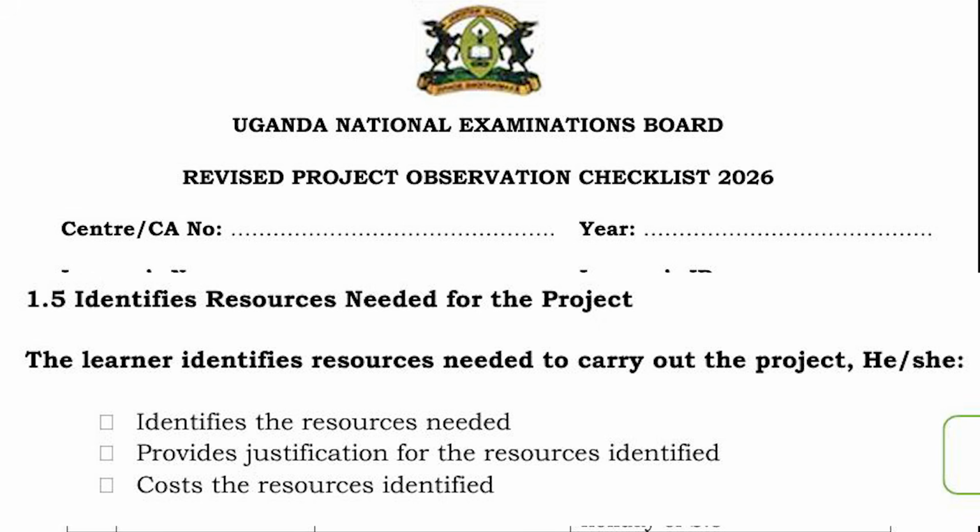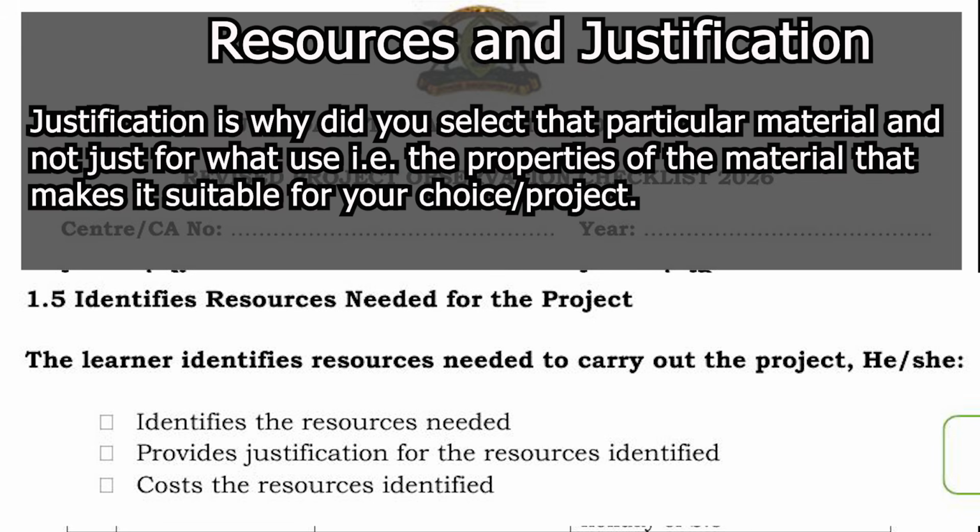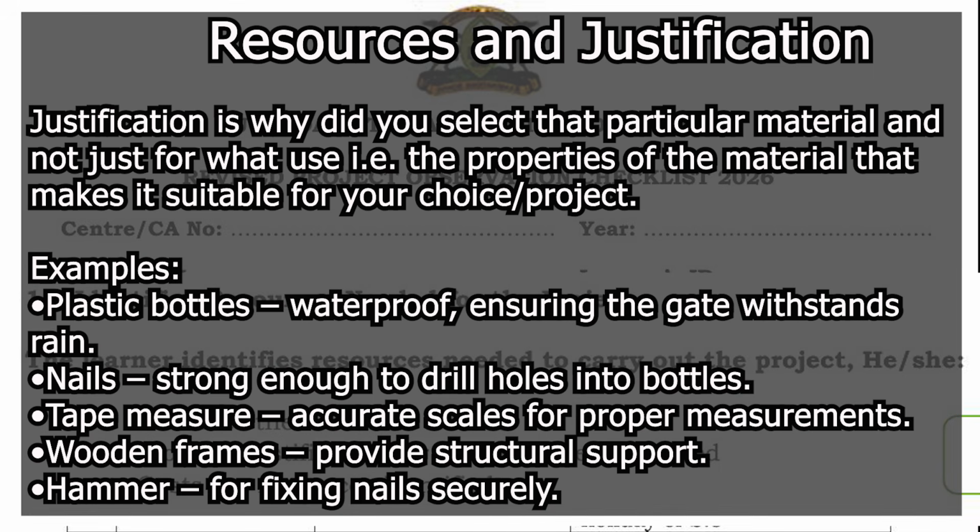And under resources needed, the learner is supposed to identify the resources needed, provide justification, and also the cost. Now, justification is why did you select that particular material, not just for what use. In other words, the property of the material that makes it suitable for your choice or for your project. Let me give an example. For this project I'm carrying out, I need plastic bottles. One of the justifications is plastic bottles are waterproof, ensuring the gate withstands rain, so it won't be easily washed away. So that is the justification.